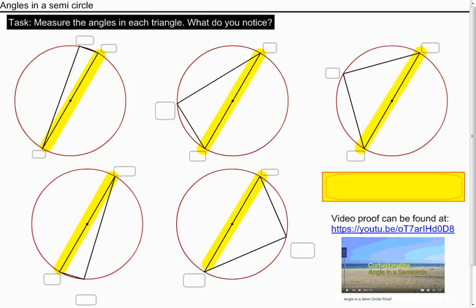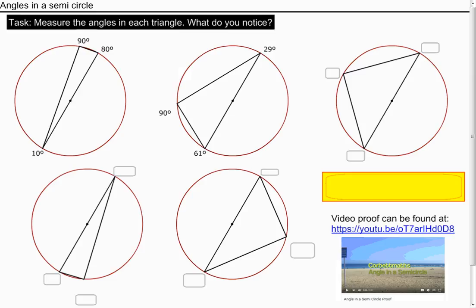What I want you to do, if you have a protractor, is try measuring the 3 angles and writing them down on the diagrams. Measuring these, trying to be as accurate as we can. You should see I've got 90, 80 and 10 degrees on this triangle. Here, second triangle, I've got 61, 90 and 29 degrees. Third triangle, 45. I've got 45 up the top there and 90 degrees there.